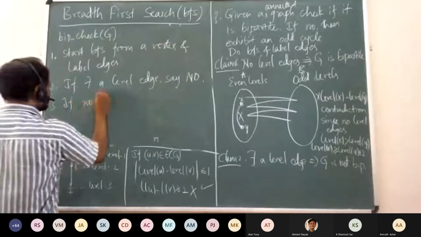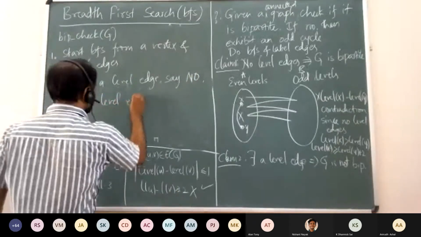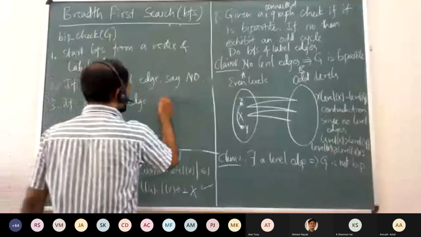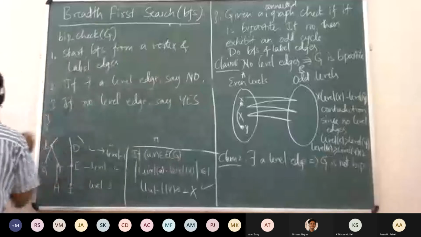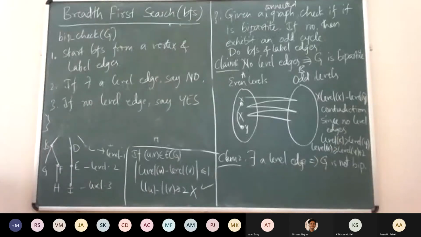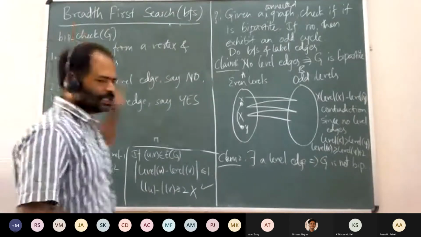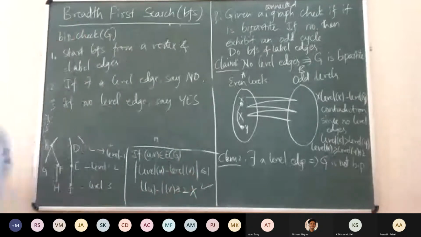If no level edge, say yes. We still have to output the odd cycle, but anyway we will talk about it later. So this is the candidate algorithm, right?